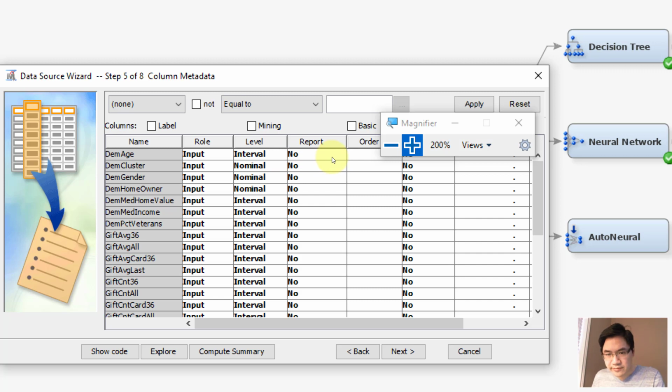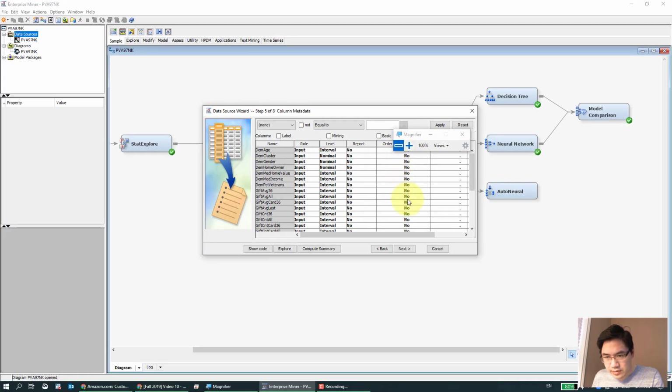Also, in configuring your score dataset, you want to make sure that the roles and levels, besides the target variable, are exactly the same as you did in the training set. I'm going to skip this step because it's very tedious. But when doing the project, you want to make sure they have the same configuration. Otherwise, SAS will give you a problem in the process of the scoring.